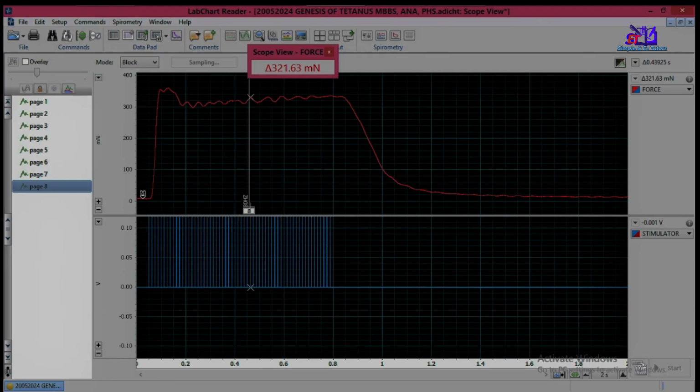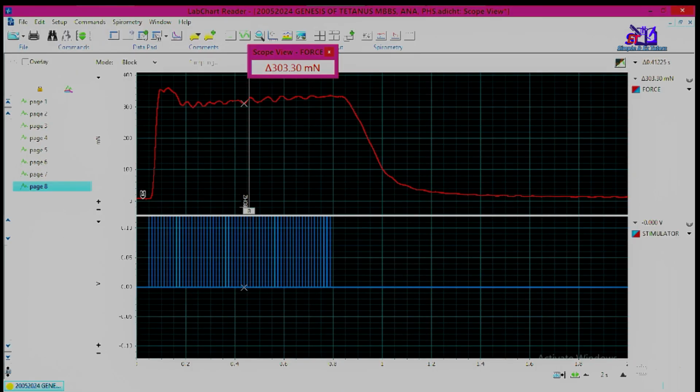We have 80 hertz, which is 10 milliseconds. We have the highest at 352.86 millinewton, which is 10 milliseconds, our complete tetanus. So this is the fusion of all the contractions.